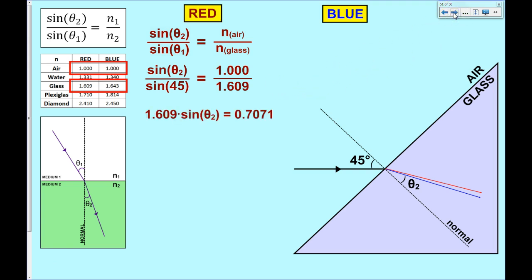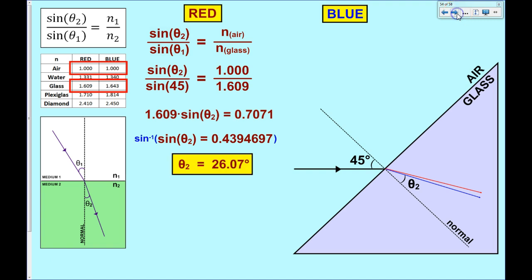So cross multiply, I evaluated the sine of 45 degrees. That's been rounded or truncated. Then I'm going to divide by 1.609, and then to undo the trig function, I'm going to take an inverse trig function of both sides, like that, and I'm going to get 26.07 degrees. And from there on, what that means is that 26.07 degrees is measured from the normal to the red beam right there. So that will be 26.07.